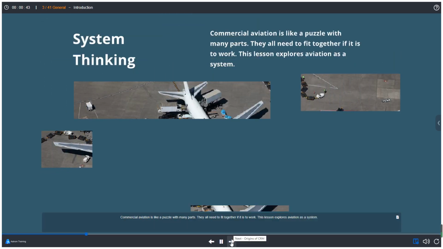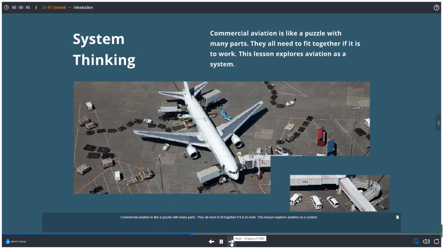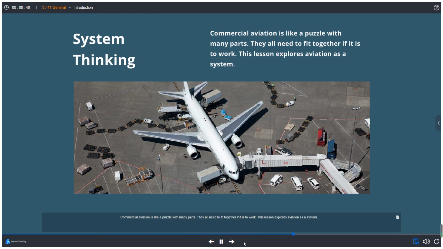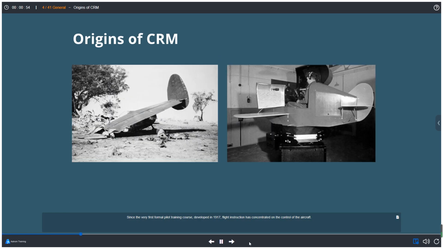Commercial aviation is like a puzzle with many parts. They all need to fit together if it is to work. This lesson explores aviation as a system. Since the very first formal pilot training course, developed in 1917, flight instruction has concentrated on the control of the aircraft.